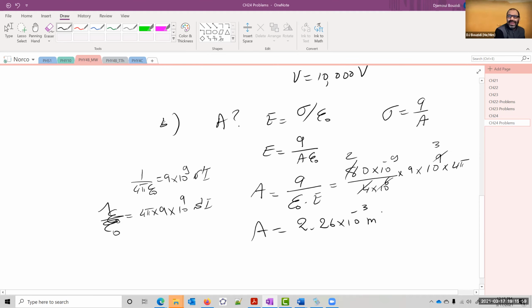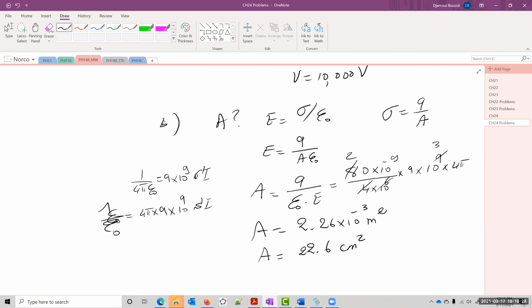You guys need to correct me on these things, okay? So this is how much it is, or if you like, it's 22.6 centimeters squared, okay? Because a centimeter is a hundredth of a meter, but you have two of them in the square, so it's 22.6 centimeters squared. Make sense?